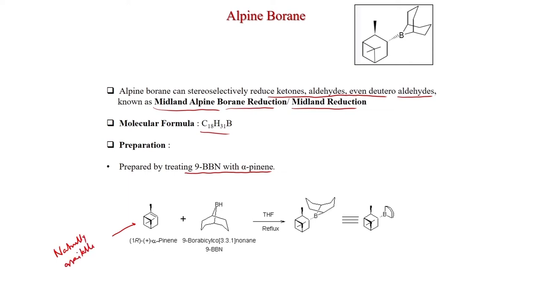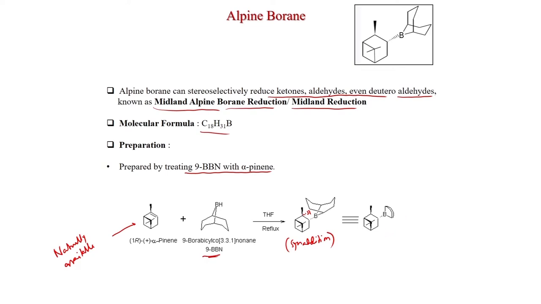And this alpha pinene, if you react with 9-BBN in THF at reflux, you get the double addition of this borane to the double bond, and this is called syn addition, because boron and hydrogen add from the same face. And now this is a chiral borane reagent.